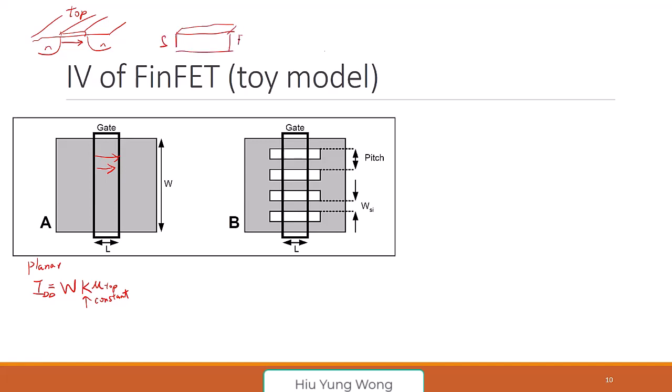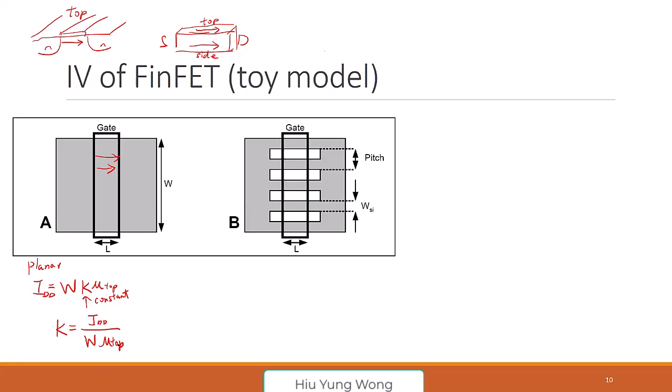Right, this source string. So you do have some electrons traveling on this top surface, but at the same time, you have some electrons traveling on the side, because the gate wraps around you. So from here, what is K? K is just equal to I_DD divided by W times mu top. Okay, just a constant.